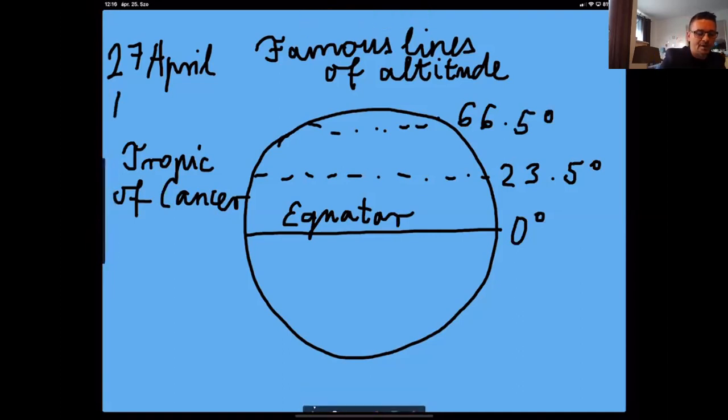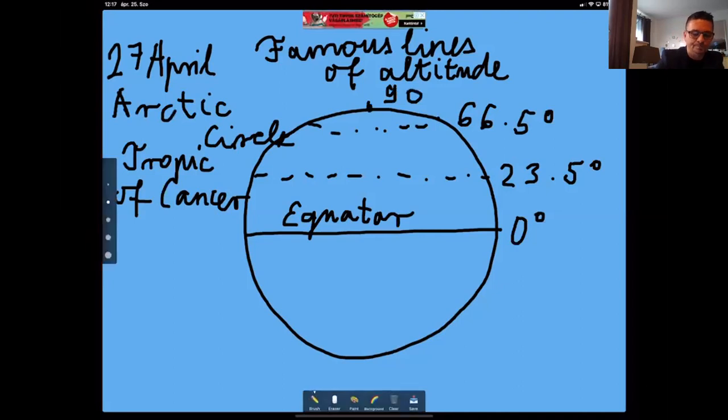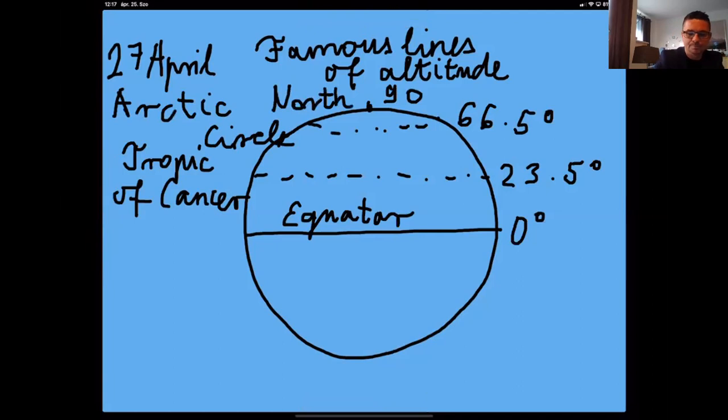The Arctic Circle. I'm trying to write it here on the side. Arctic Circle. And finally, at 90 degrees, the North Pole. North Pole.